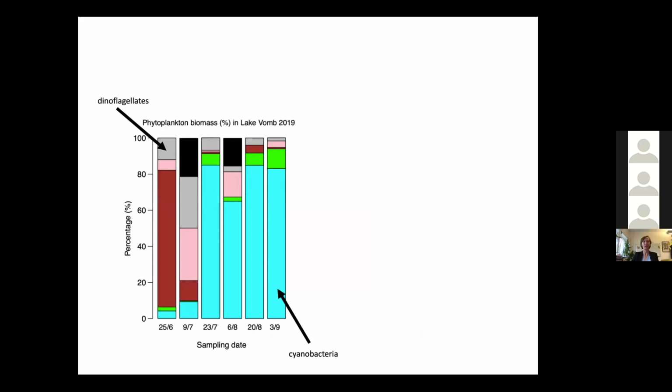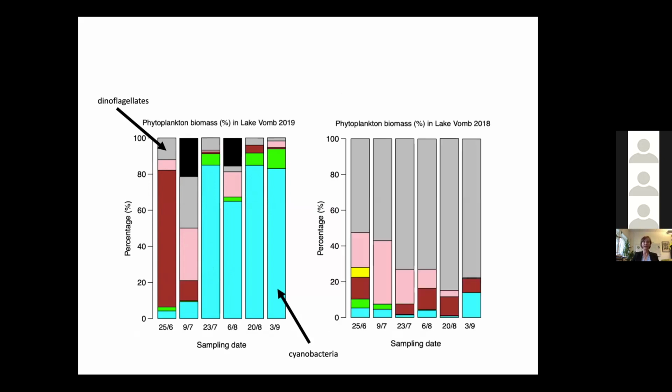But the typical thing you see in the phytoplankton composition, which this shows, is that the cyanobacteria, which are the turquoise, tend to dominate completely in the summer. And don't worry about the other colors, but the gray are the dinoflagellates, so you can pay attention to those. So what did 2018 look like then?